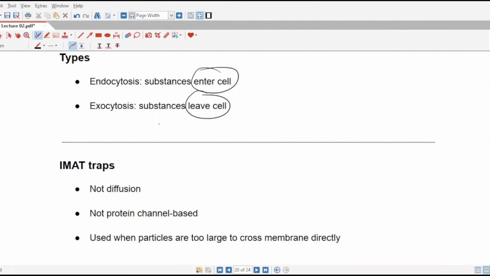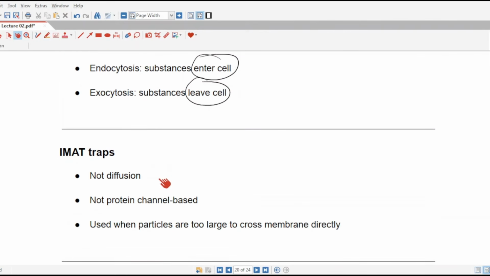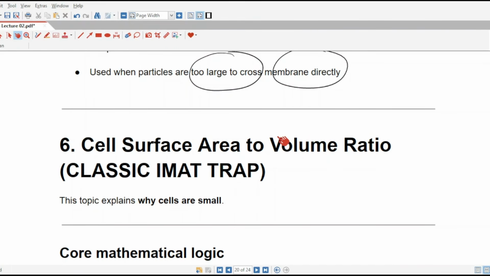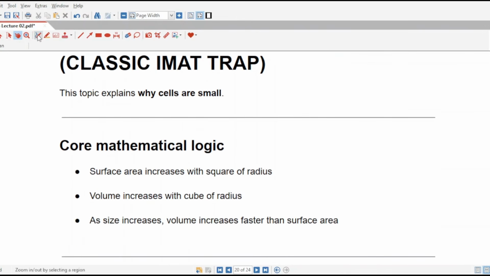This endocytosis or exocytosis is not diffusion. This is separate from diffusion because it will require energy. And this is not protein channel based, and this is used when particles are too large to cross the membrane directly. Now, cell surface area to volume ratio. This is a classic IMAT trap. To understand the logic, let's write two formulas. The surface area is 4 pi r squared and the volume is 4 by 3 pi r cubed.